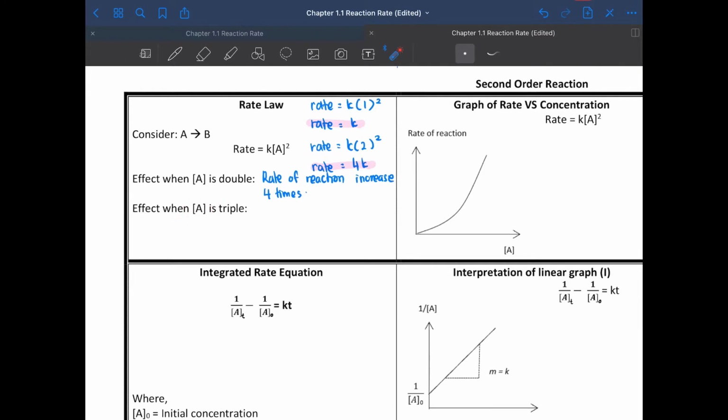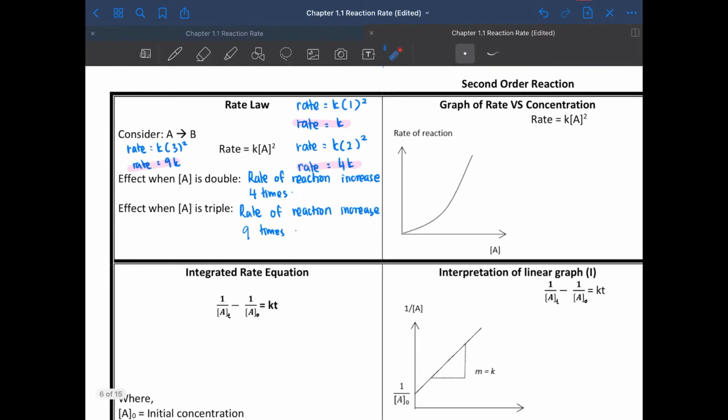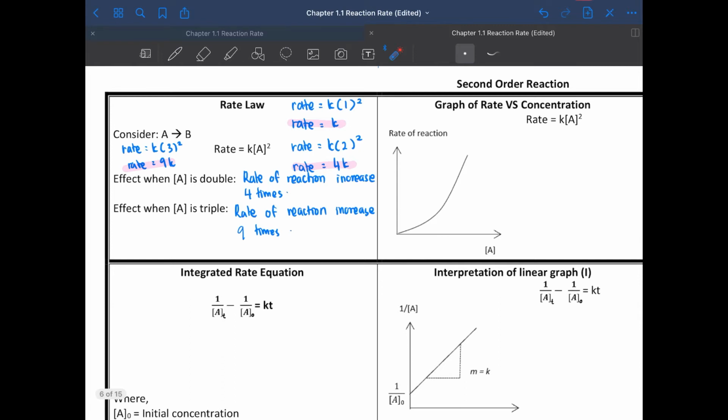Okay, so kita tengok pula kalau concentration A is triple. Okay, kalau A is triple maksudnya daripada 1 molar, concentration A now become 3 molar. So 3 squared. 3 squared equal to 9. Okay, so rate equal to 9K. So kita boleh compare lah, daripada rate equal to K jadi rate equal to 9K. That means the rate of reaction increase 9 times. Okay. So rate of reaction meningkat sebanyak 9 kali ganda. Alright. Okay, so settle for rate law.